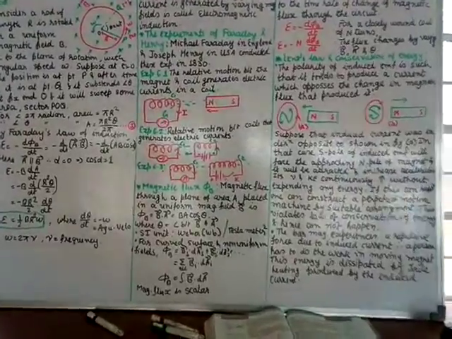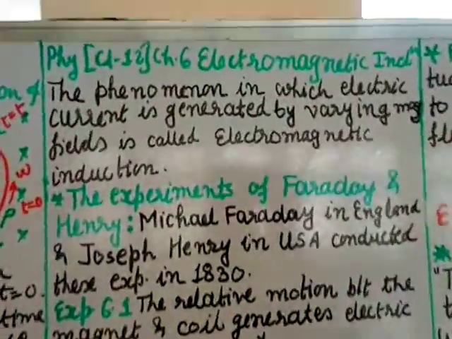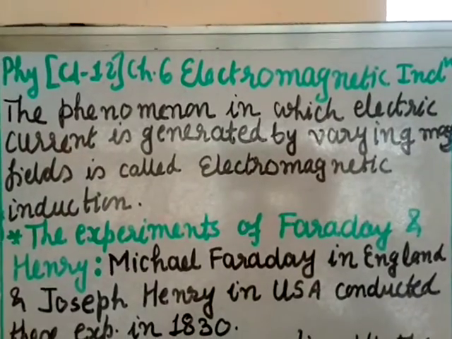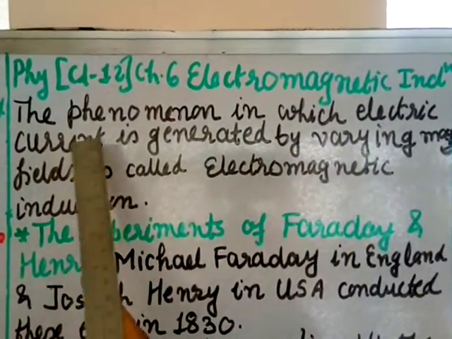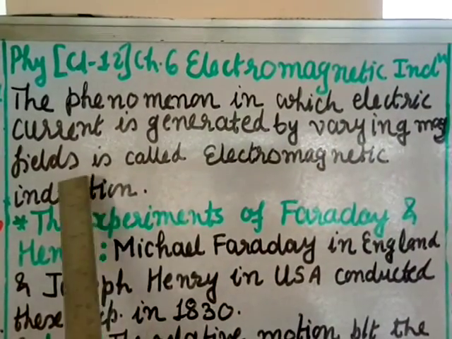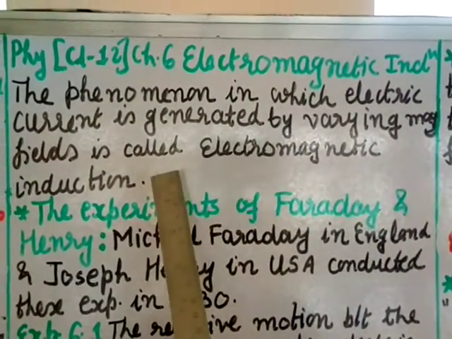Physics class 12. Today we begin chapter 6, Electromagnetic Induction. What do we mean by electromagnetic induction? The phenomenon in which electric current is generated by a varying magnetic field is called electromagnetic induction.